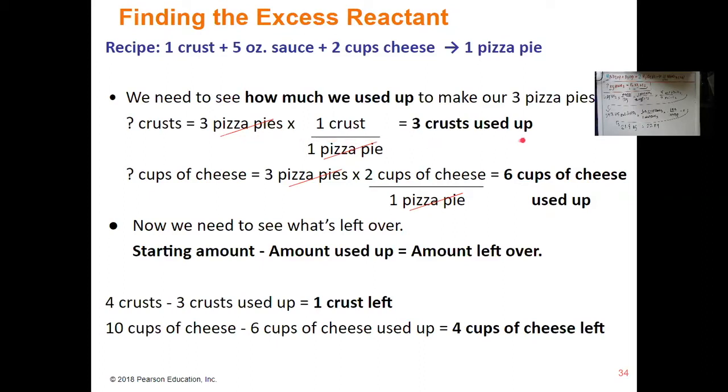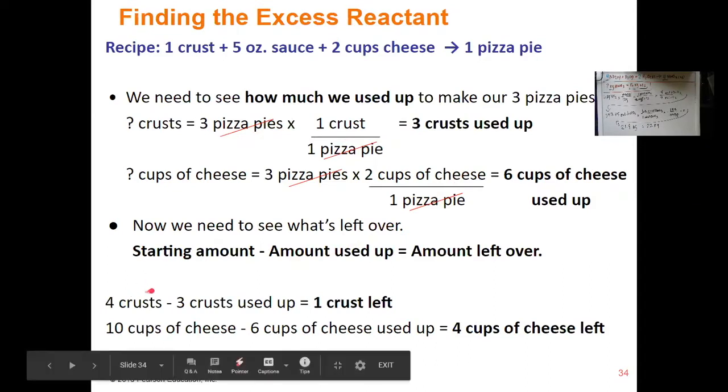Once we calculate how much of the reactant we used up, we can do some subtraction because we know how much we started with. We started with 4 crusts, for example. We know that we used 3 crusts up, so we must have 1 left over. The same is true for the cheese, the same process. I started with 10 cups. I used 6 cups up. I must have 4 cups left over.